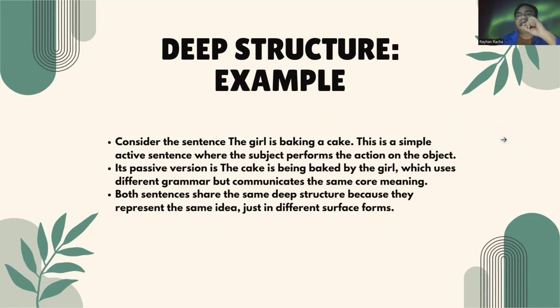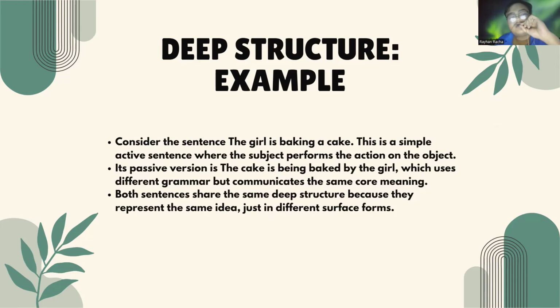So, this is an example of the deep structure. Consider the sentence, the girl is baking a cake. This is a simple active sentence where the subject performs the action on the object. So in the active version, the roles are clear. The girl is the agent and the cake is the object being acted upon.